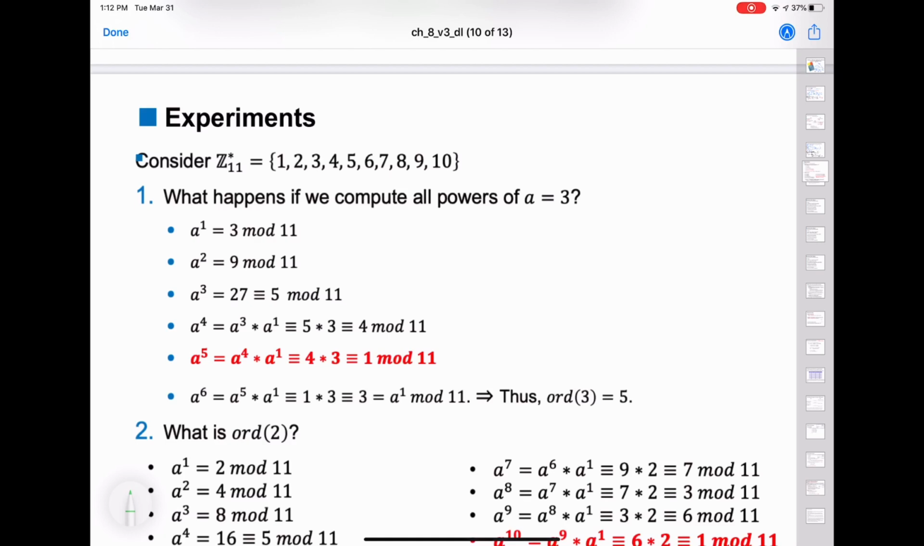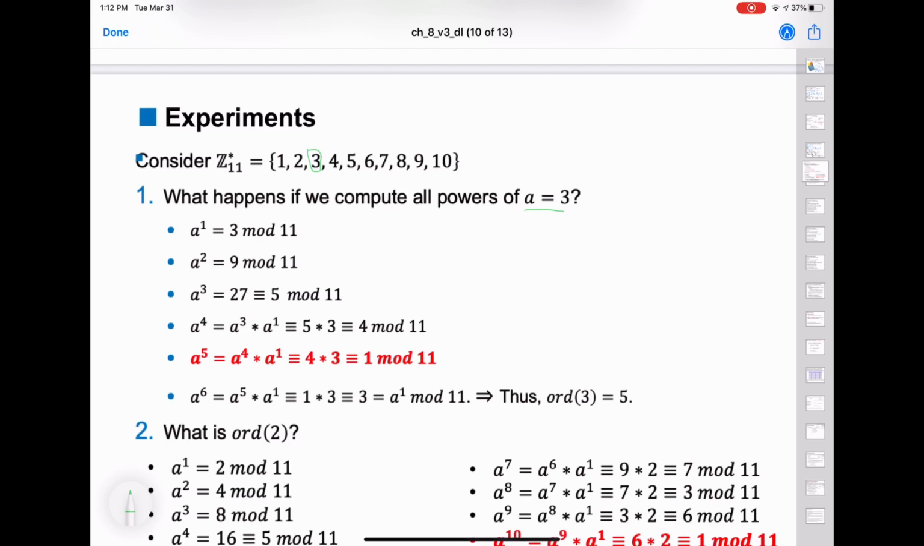This is a kind of Zp star because 11 is prime in here. Now what we will do is take any element from here. I choose a equals 3, okay? I choose 3 from here, and I want to see what 3 generates. What does it mean that 3 generates?